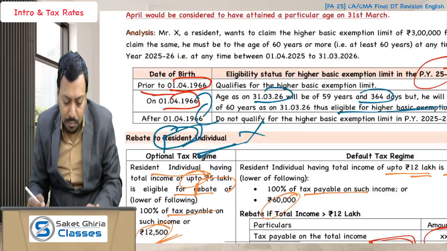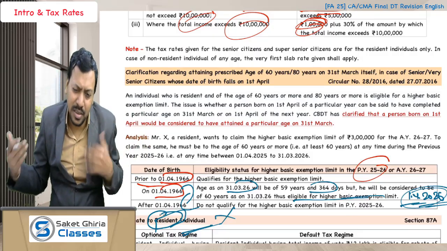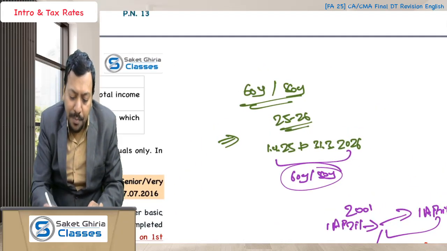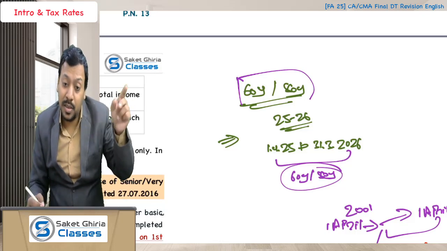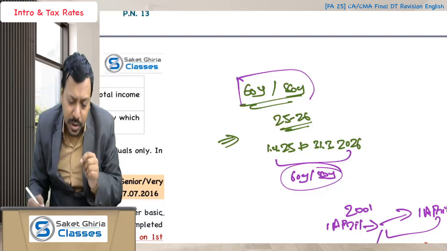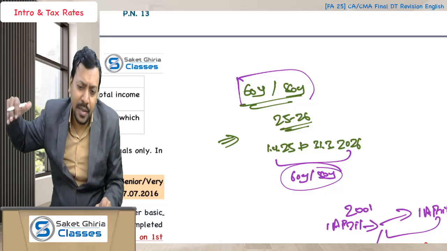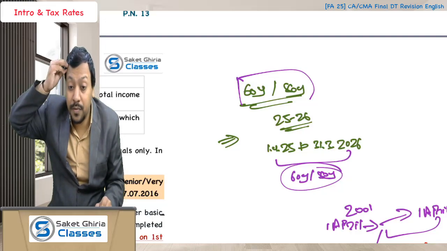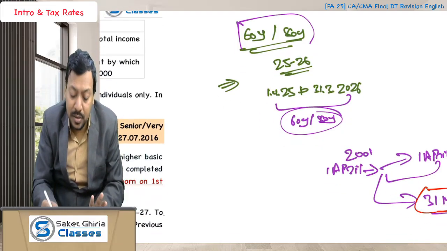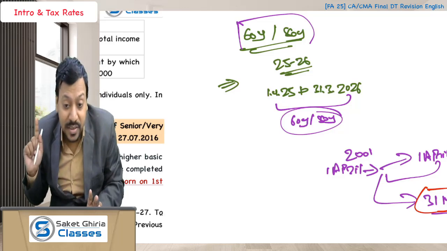Now a prominent issue, not so prominent, because nowadays the new regime is the default tax regime, but still. Sir, to claim the benefit of the beneficial tax slabs, the remaining two slabs that we have discussed, a person should be of the age of 60 years or 80 years at any time during the previous year. Our previous year is previous year 25-26. Any time during the previous year means 1/4/2025 to 31/3/2026. Means if a person attains the age of 60 years or 80 years in between this period, he can claim the benefit of the higher tax slab. Are you guys getting it?